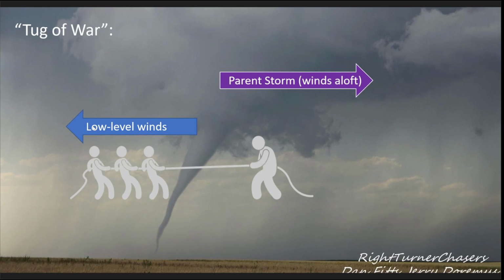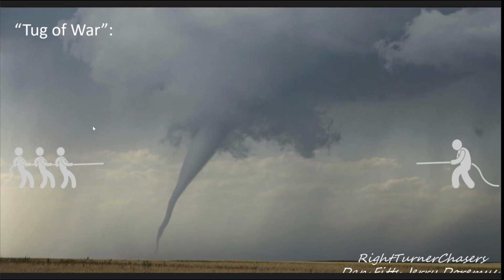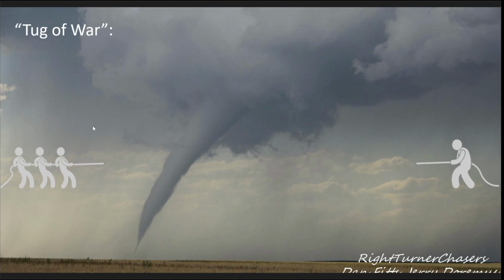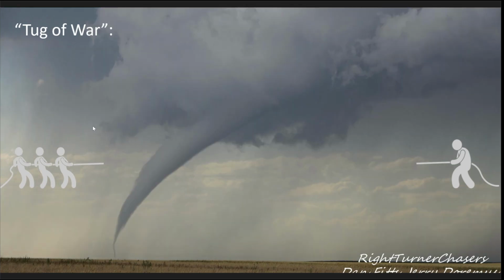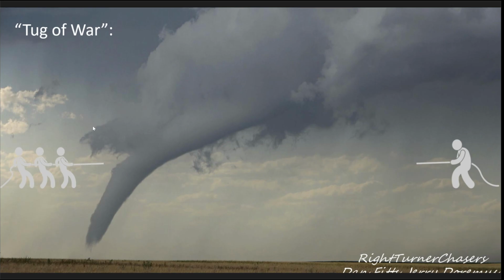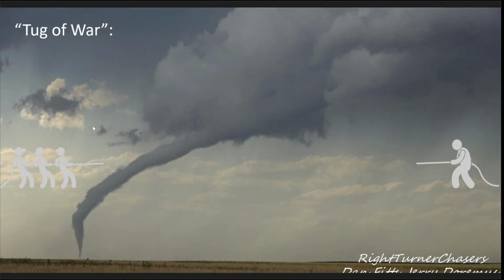When we have the occlusion, there's a separation between the parent storm winds and the low-level winds. So the winds aloft are separated from the low-level winds. And then what happens is essentially the tornado gets left behind and gets pulled by the low-level winds while the storm continues with the upper-level winds. Usually the tornado will go to the north or northwest, while the supercell goes to the east or northeast.